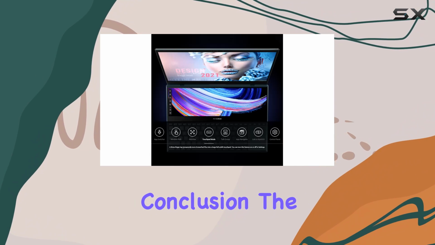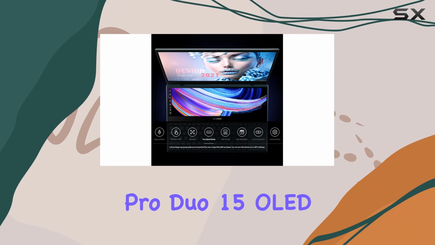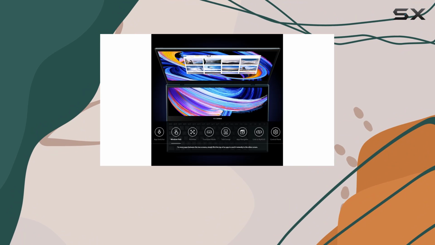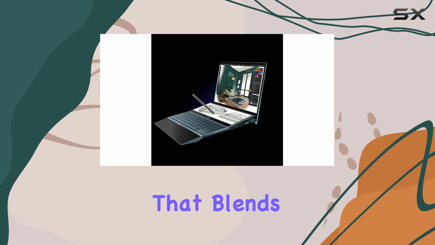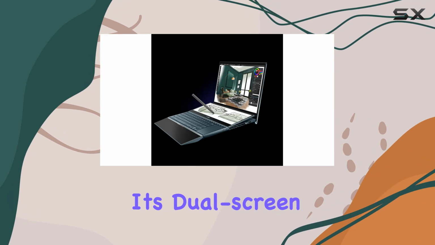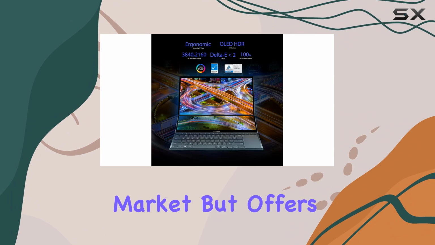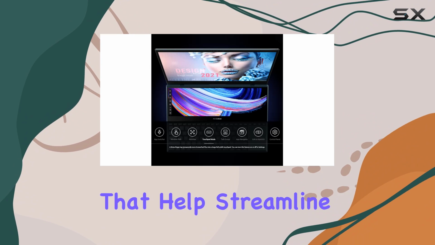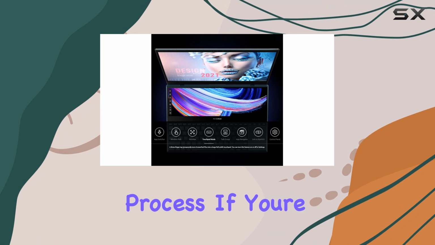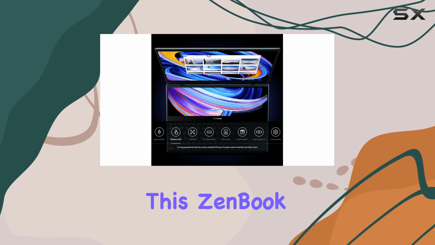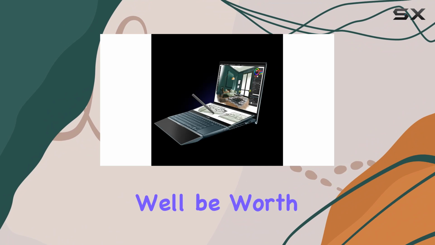In conclusion, the ASUS ZenBook Pro Duo 15 OLED UX582 stands out as a top-tier option for creative professionals who are looking for a mobile workstation that blends innovation with high performance. Its dual-screen setup not only differentiates it from other laptops on the market but offers practical benefits that help streamline and enhance the creative process. If you're in the market for a powerhouse that can help unleash your creative potential, this ZenBook Pro Duo could well be worth considering.